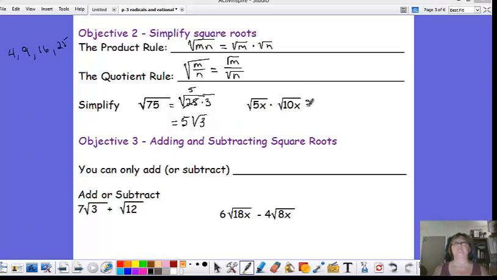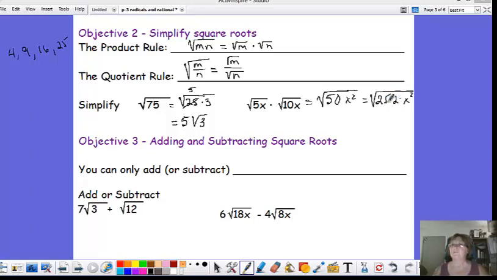This one uses the product rule in reverse. That is, if we've got these things that are being multiplied, we can multiply the stuff that's under the radical. 5x times 10x would be 50x squared. And now we can apply our simplification stuff. 50 is the same thing as, guess what, 25 times 2. So 25 times 2 times x squared.